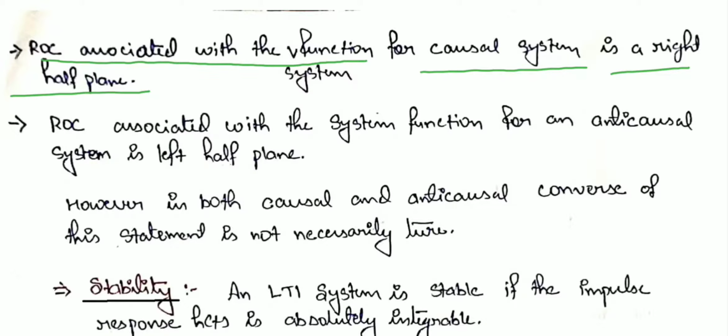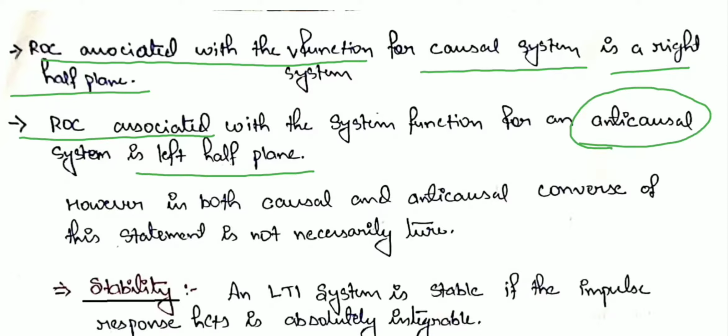And in the opposite case, for the anti-causal system, the ROC is left sided. However, the converse statement is not necessary. It means the opposite behavior is not possible here. It means if the ROC is right sided, it definitely means the system is causal. But from the opposite point of view, if the system is causal, it doesn't mean the system always has a right sided ROC. Okay, we will discuss it in the question section.